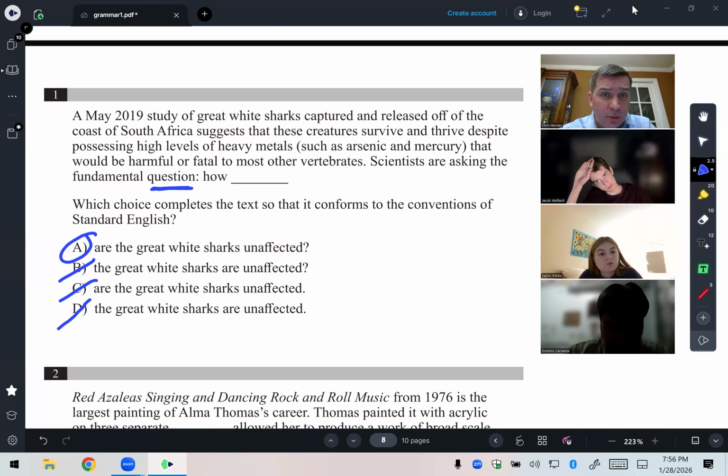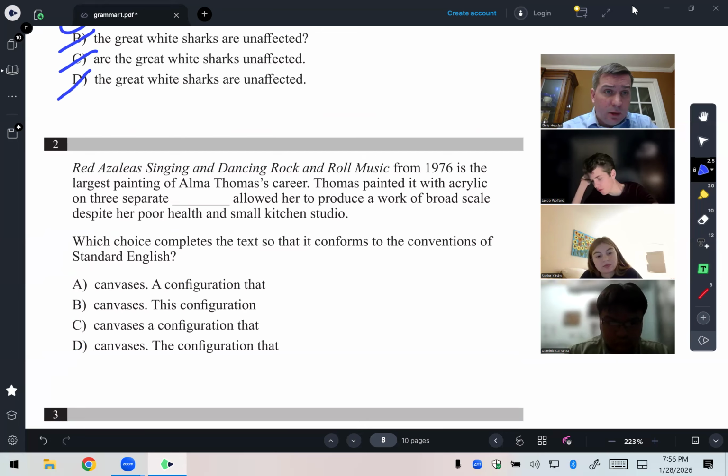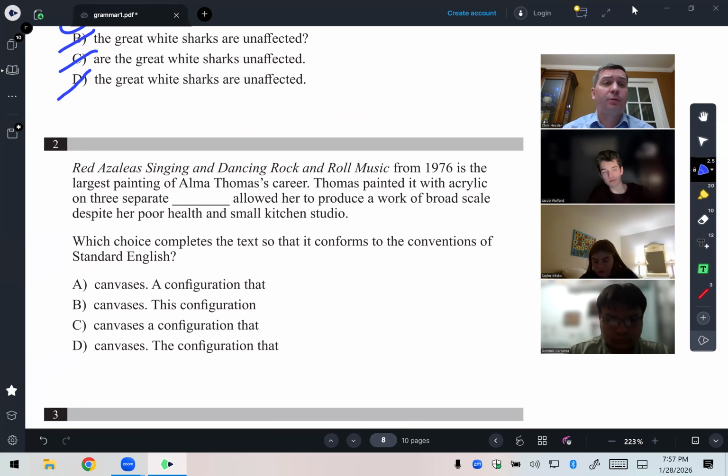Here's number two. Red Azalea's singing and dancing rock and roll music from 1976 is the largest painting of Alma Thomas's career. Thomas painted it with acrylic on three separate canvases. Blank allowed her to produce a work of broad scale despite her poor health and small kitchen studio.